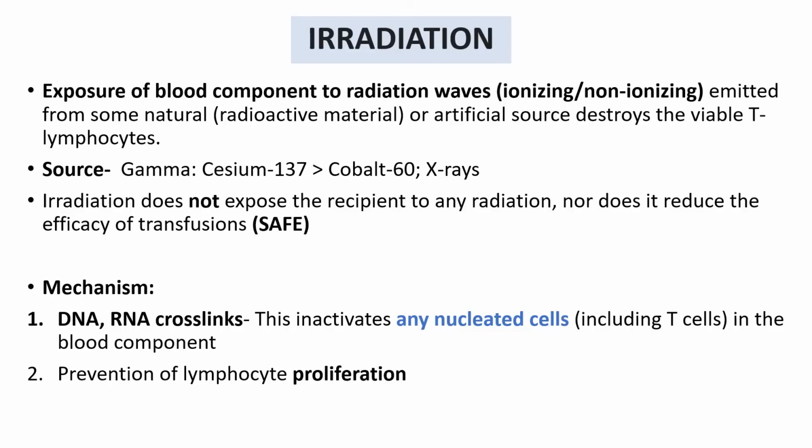Irradiation refers to the destruction of the viable T lymphocytes upon exposure of the blood component to radiation emitted by some natural or artificial radioactive source. The source for gamma radiation is the isotopes of cesium or cobalt, and X-rays can also be used as a source of irradiation. Irradiation does not expose the recipient or any blood handlers to any radiation, nor does it reduce the efficacy of the transfusion, so it is quite safe. The mechanism involves DNA and RNA cross-link formation, which inactivates any nucleated cells, including T cells, in the blood components. Prevention of lymphocyte proliferation is also another mechanism.